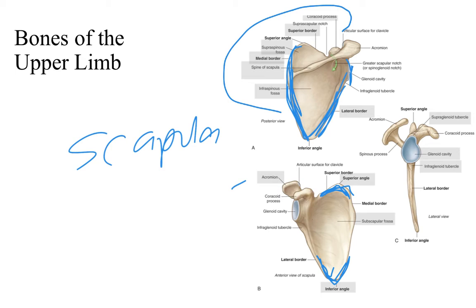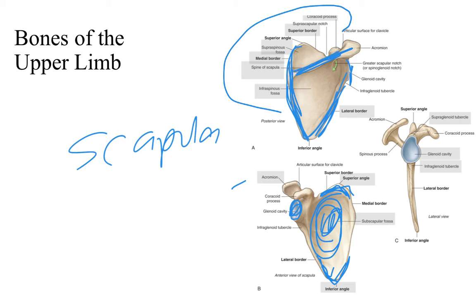And then at the most distal part, or the most lateral part, we have this glenoid cavity, and that is the socket part of the ball and socket joint for the shoulder joint. So that's where the glenoid cavity would be. And then this surface right here, we are looking at the anterior surface, so this would actually be facing the rib cage. If you see this spine of scapula, that would be the posterior part, facing away from the body, facing away from the rib cage.